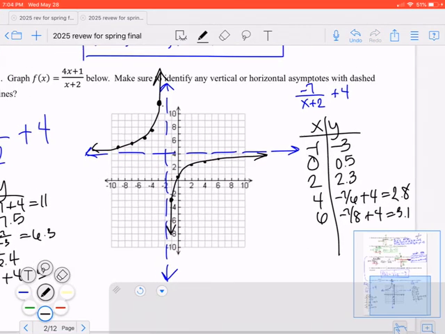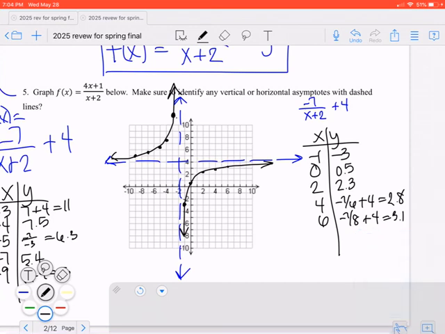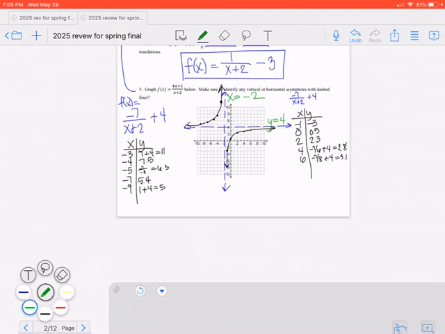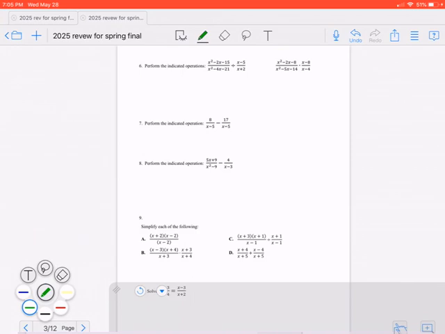It says graph, make sure to identify any vertical and horizontal asymptotes with dashed lines. And we did that. I'm going to put their equations on here. Horizontal lines have y equals a number, and vertical have x equals a number, negative 2. And there we go. We did it. Number 6. So I'm going to try to keep these videos to around maybe 15 minutes, because they won't upload if they take too long.